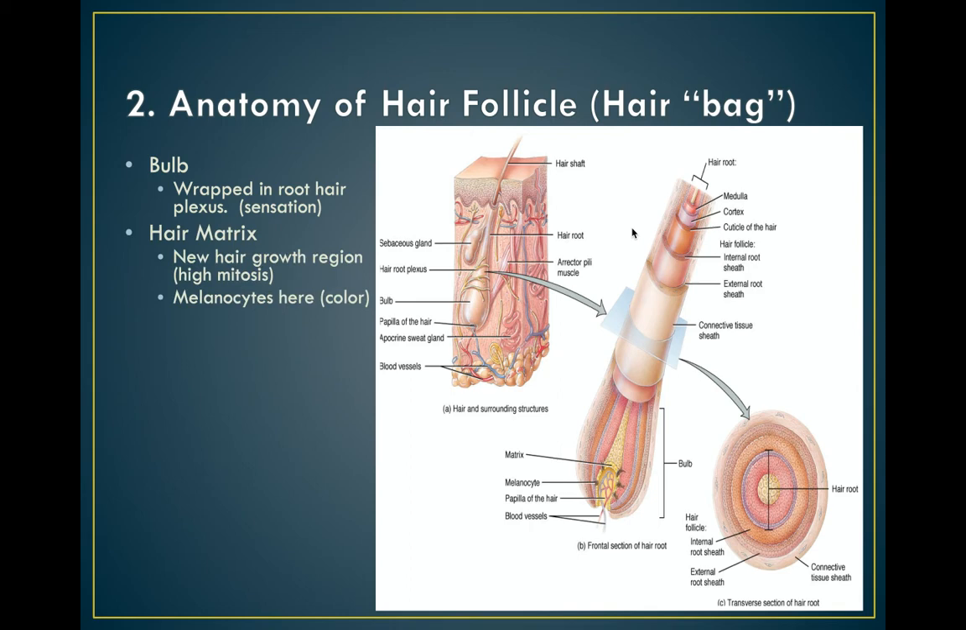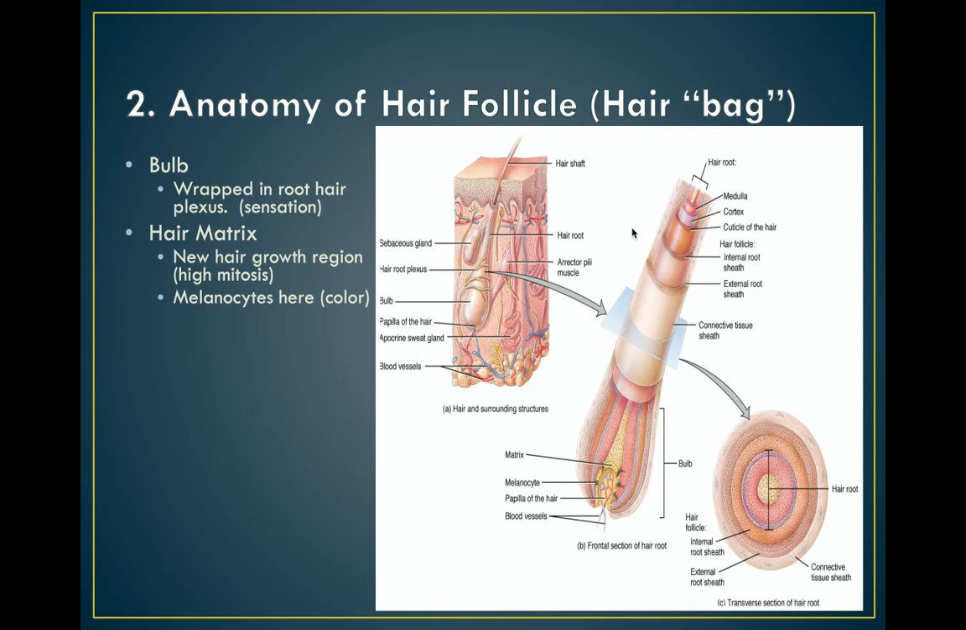So within this bulb region, we have something called the matrix. The matrix is a very thin layer. In this diagram, if you look closely, the matrix is really just one cell layer thick. But here it is sort of equivalent to the base layer of the epidermis.